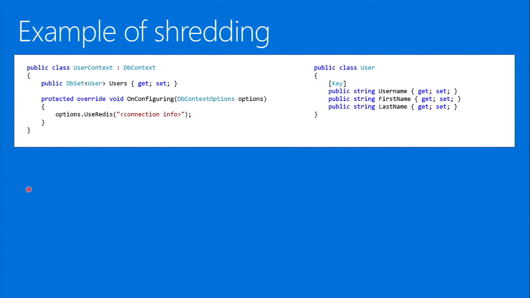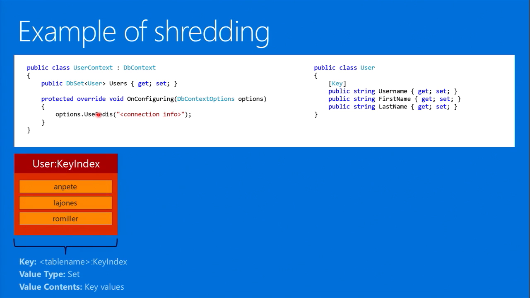So given the code that I've got here, which is a very simple context, which has a user class with a username as the primary key, you can see here I would use some kind of extension method in OnConfiguring to say I want to connect to Redis, giving some kind of connection information. Then, Redis being a key value store, we would store a whole bunch of different values in there. The first one would be a value which is a set type, which stores all of the known primary keys.